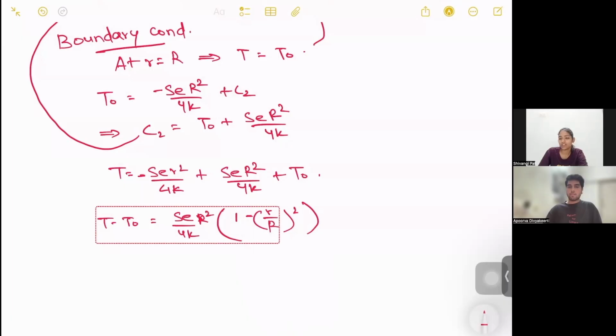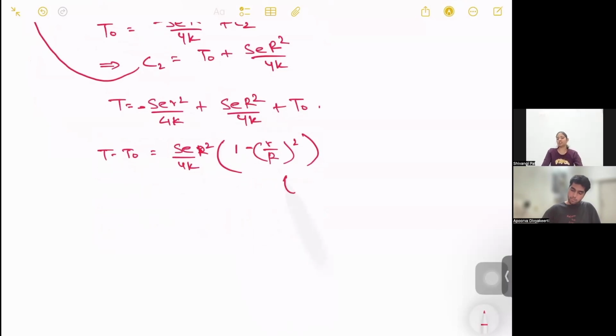Now you might be wondering why we have taken SR square by 4k as common. Why not any other term? We have taken this common like this because we want r by R to be like this, because in this case, our boundary condition application will be easy.